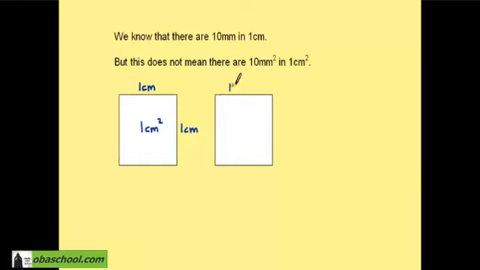If this one is 10 millimeters, remember 1 centimeter is equal to 10 millimeters, by 10 millimeters, the area is 10 times 10, which is 100 millimeters squared. It follows that 1 centimeter squared is equal to 100 millimeters squared.